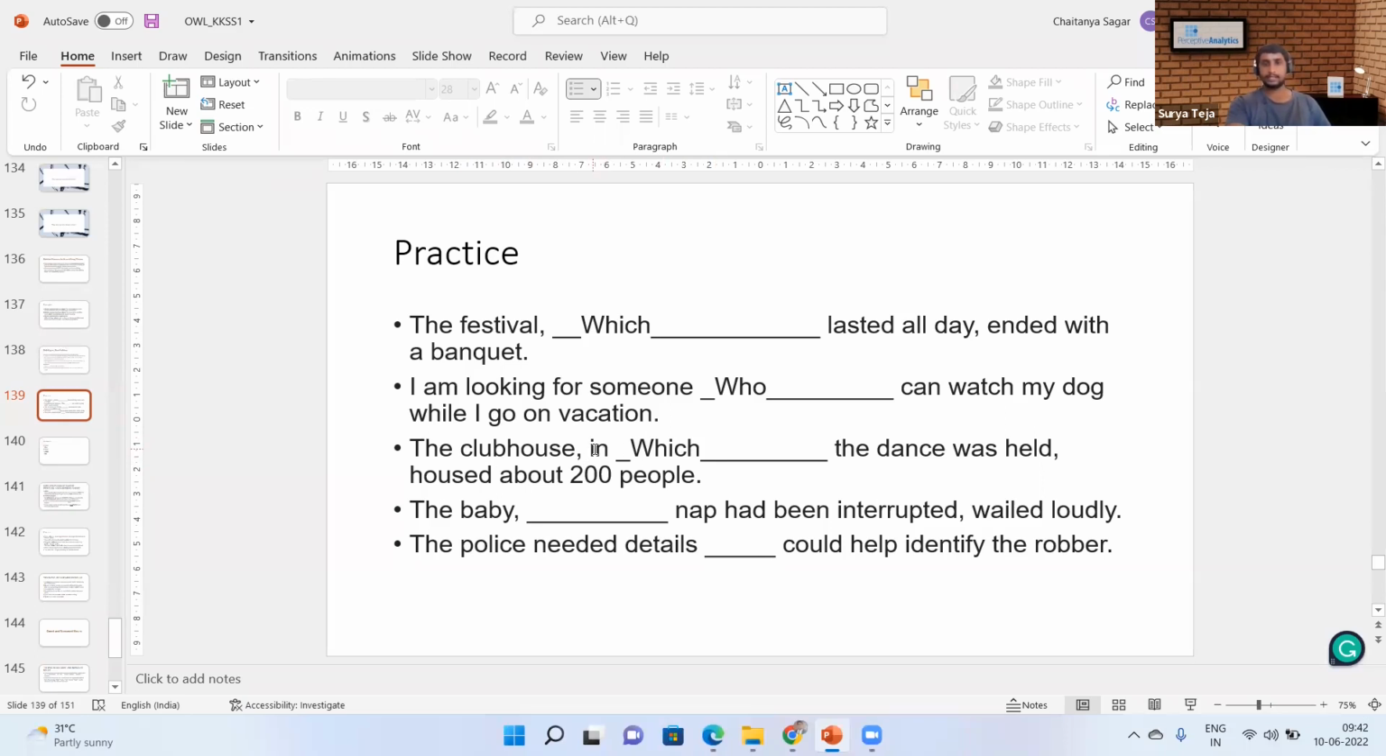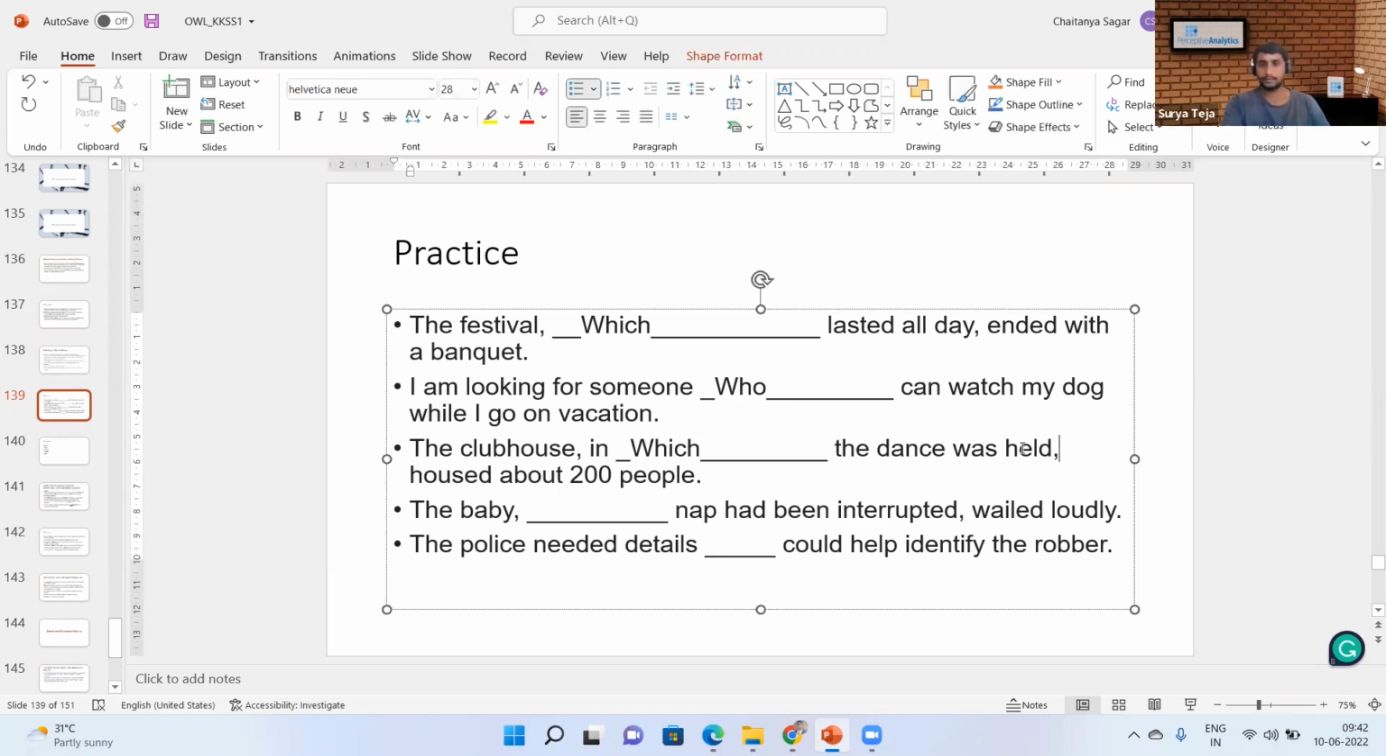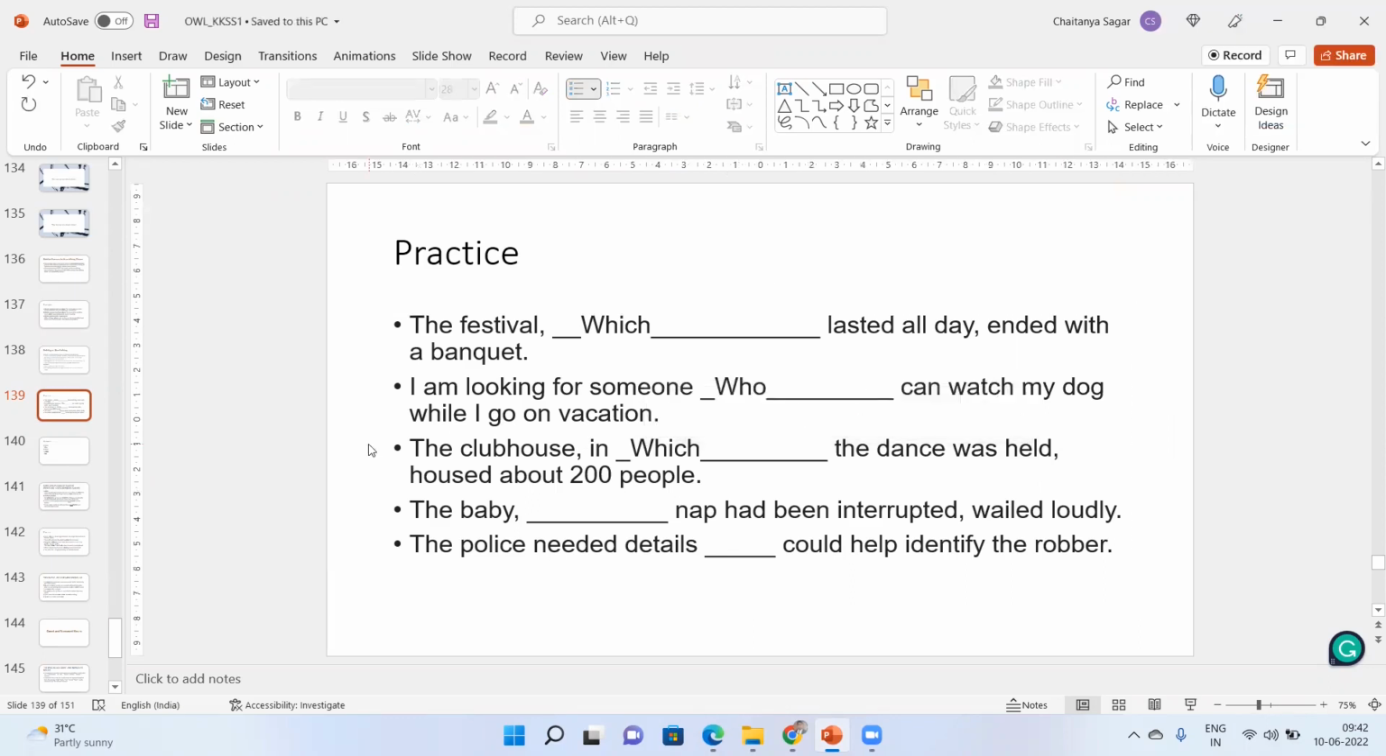And if you see, this is a non-essential item. What you wanted to say is the clubhouse housed about 200 people, in which the dance was held. We don't necessarily have to say the dance was held. Everyone knows the clubhouse. It is just adding extra, non-essential information. So that's why we have separated it with commas. There are two commas here in between. This is the non-essential information. If we remove in, then we can use where, right? The clubhouse where the dance was held housed about 200 people.